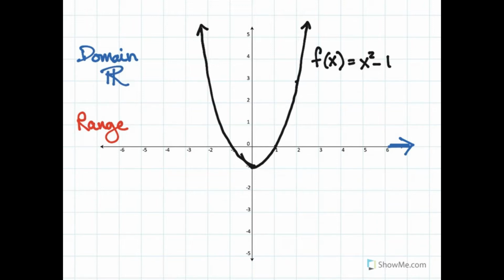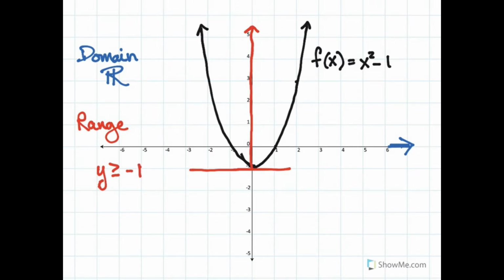But the range isn't all real numbers because the parabola here never goes below -1. -1 is the least number, and only outputs above -1 will happen no matter what input you put for x. So the range of this is that y has to be greater than or equal to -1.